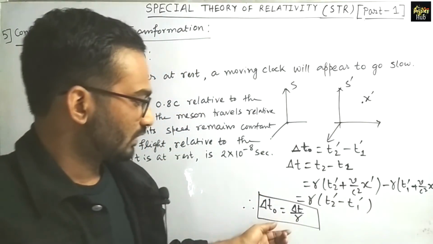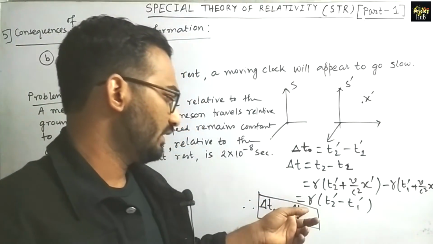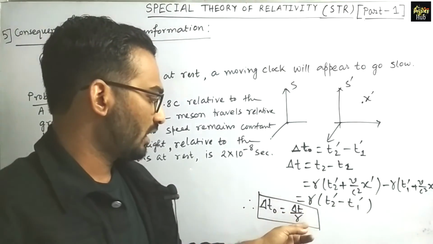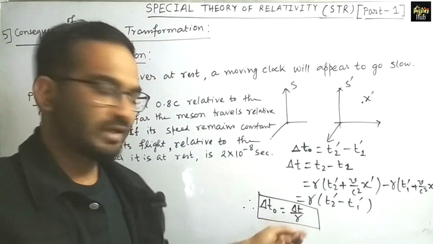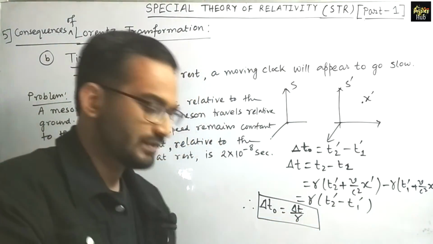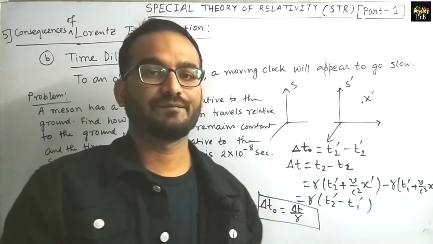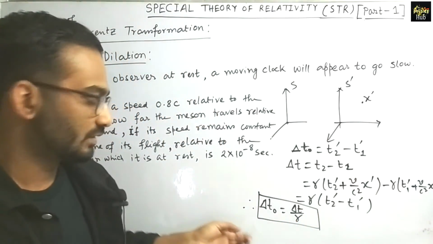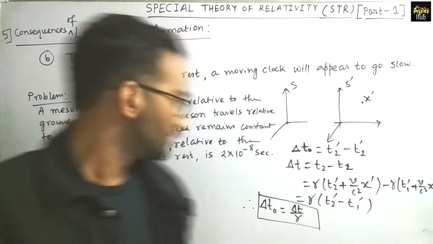So this is called time dilation, because delta t is with respect to this frame. Now delta t equals gamma into delta t naught, and gamma is greater than 1, so it is the dilation of time. That's why it is called time dilation. Now let's look at an example on this.